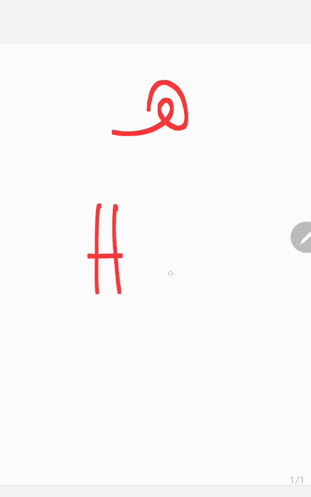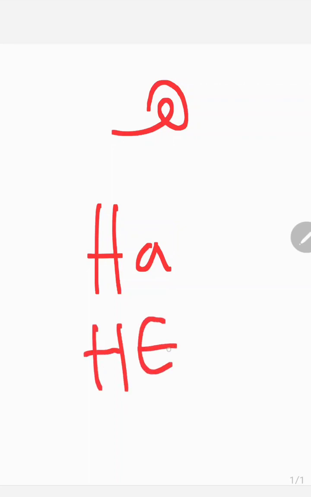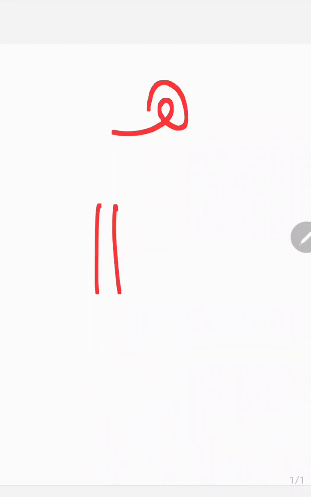Today we have this letter ha, same like H in English. Ha, he, and ho. Okay, so it doesn't have any difference from pronouncing from English, but how to write it, maybe it has a special style in writing.